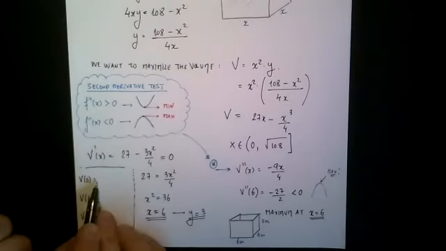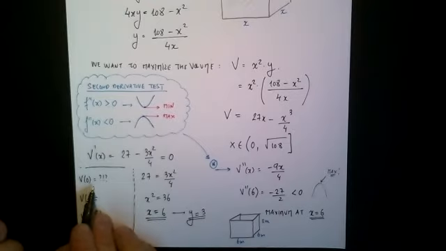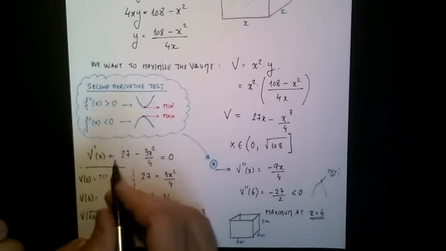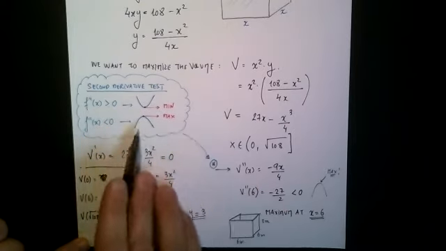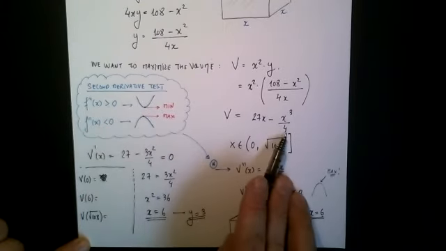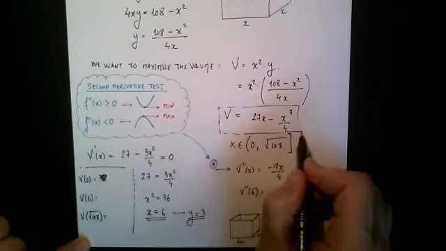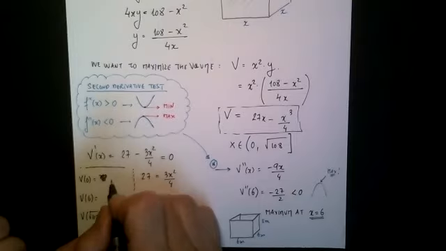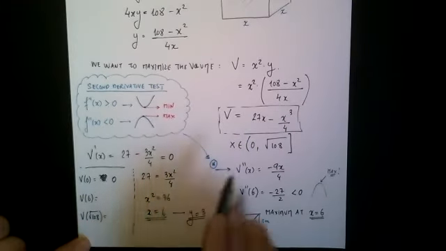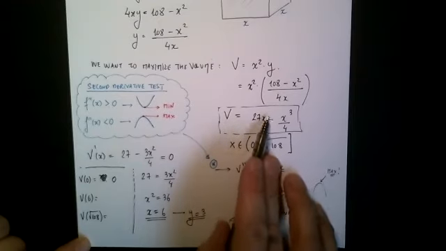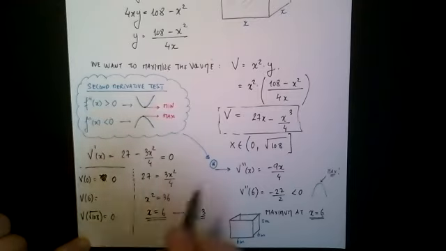Of course, at 0, well, actually, it's going to be 0. Sorry, at 0, what am I doing? The volume is right here. This is the volume. So if you plug in 0, you're going to get 0. And if you plug in square root of 108 here, you'll see that you also get 0.